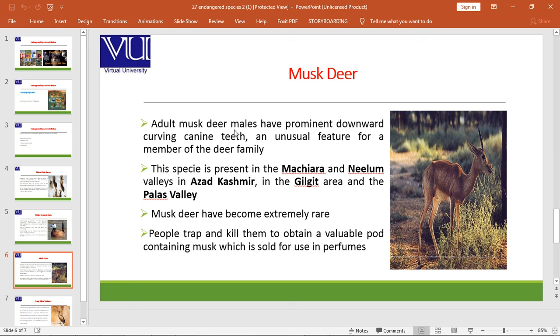Musk deer. Adult musk deer males have prominent downward curving canine teeth, an unusual feature for a member of the deer family. This species is present in the Machiara and Neelum valleys in Azad Kashmir, in the Gilgit area, and the Talas valley. Musk deer have become extremely rare. People trap and kill them to obtain a valuable pod containing musk, which is sold for use in perfumes.